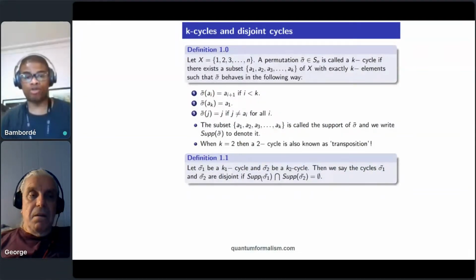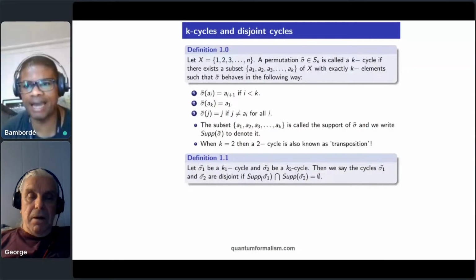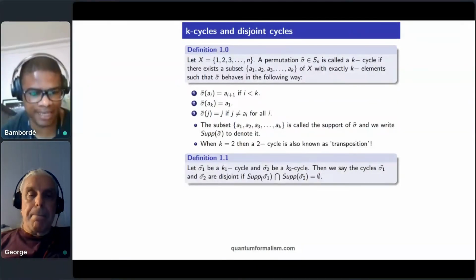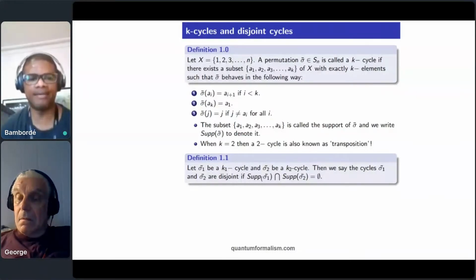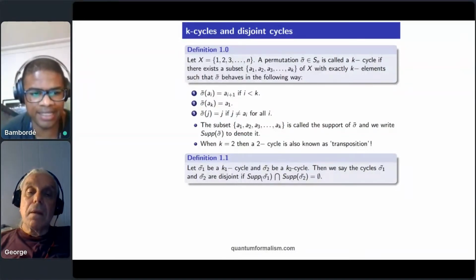It could be the entire thing. So it doesn't have to. It could be the entire set itself. What's important is that they have to be distinct elements. So it could be the entire set itself. I mean, the entire X itself.